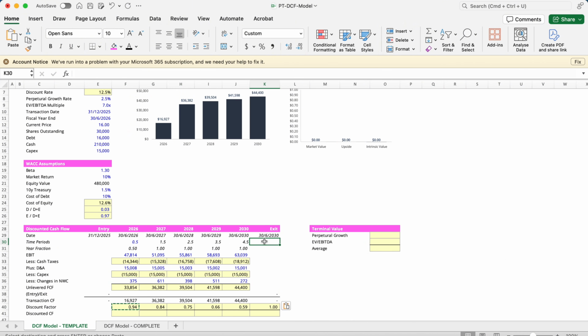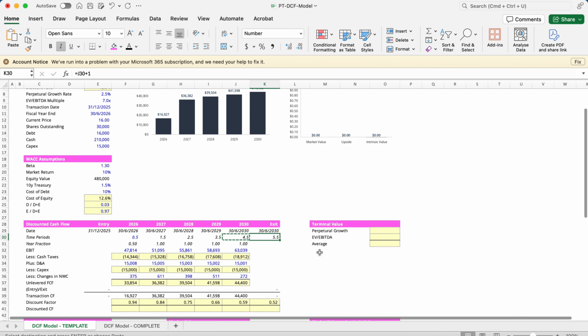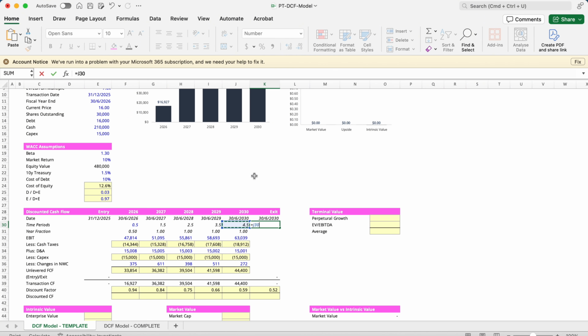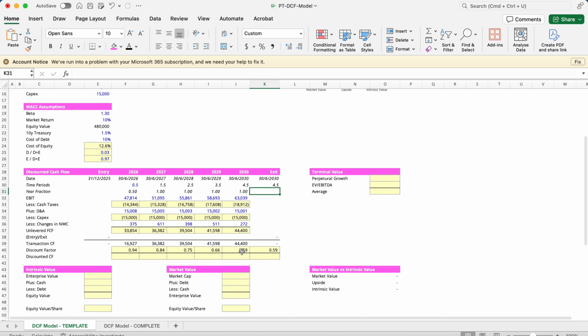And then on the exit value here, we see we've got the dates are the same. So let's just bring that one across as well. So it's that. So now we've got our discount factor. Simply what that shows is the decrease in what $1 today is worth in the future. So in 6 months' time, $1 would be worth 94 cents and so on as you go out.